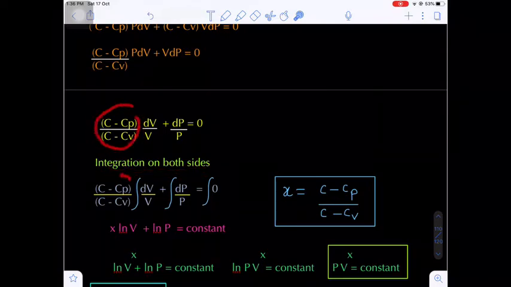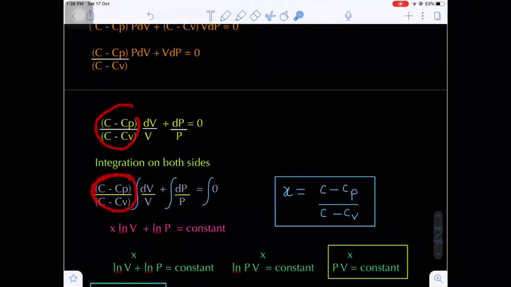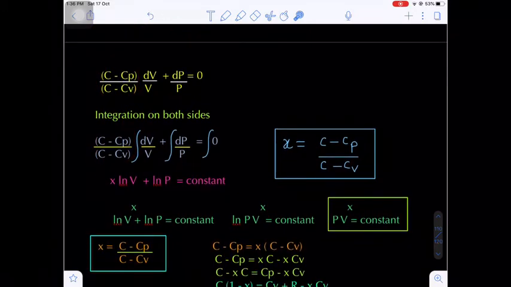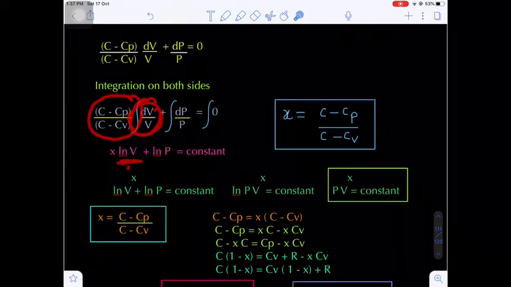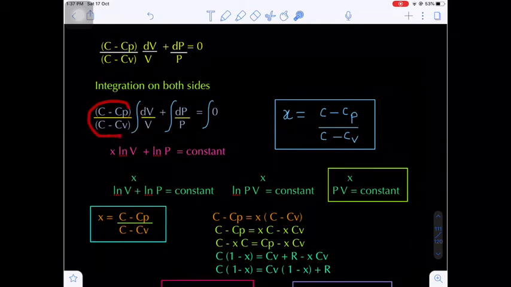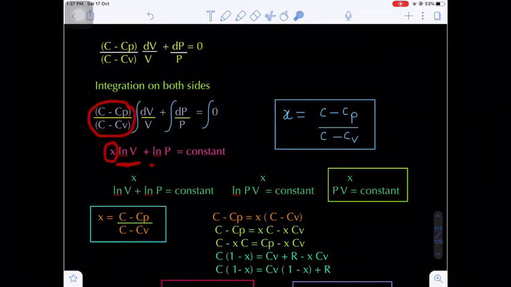So that's why I am writing the constant out of the integration. After integration, we know the integral of dx by x is nothing but ln x, so this will be ln v. So what is the value of (c minus cp) by (c minus cv)? I am taking this as the x value, so instead of (c minus cp) by (c minus cv), I am taking the x value: x into ln v plus ln p.